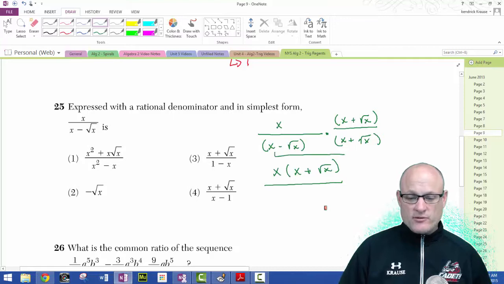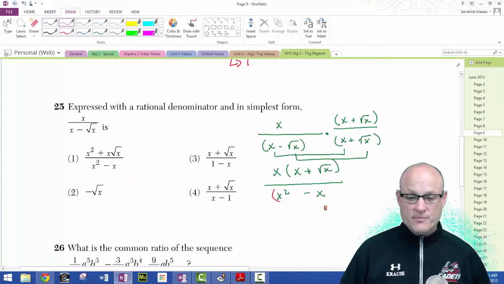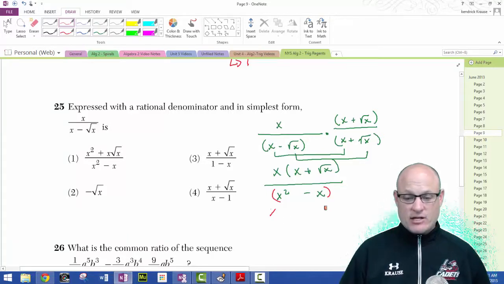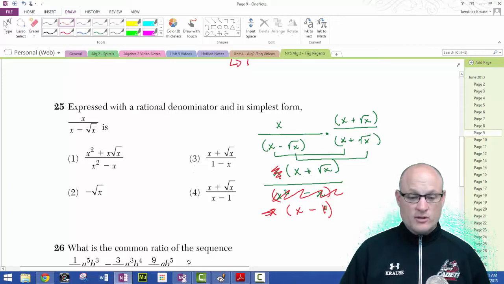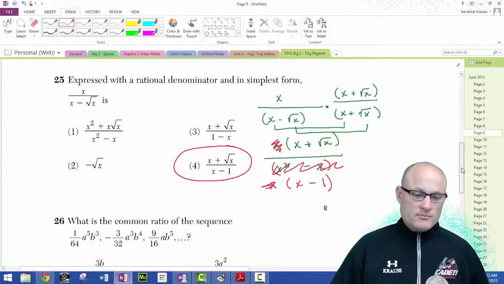So I'm going to multiply these 2 together, and I get x squared. I'm going to multiply these 2 together, and I get minus x. I don't have to do all the double distributing because the 2 middle terms are going to fall out. They'll just cancel. Don't do something stupid. That's got to be in parentheses, but I can factor out an x, and I'm left with x minus 1. Now this x will cancel with this x. So I'm left with x plus the square root of x over x minus 1. Choice 4. Moving on.